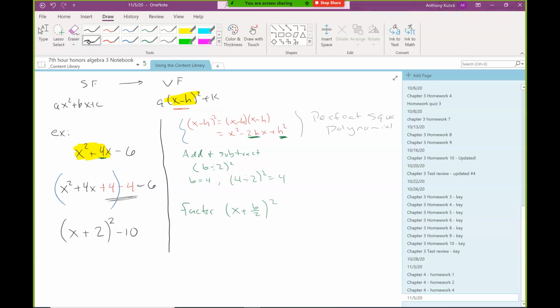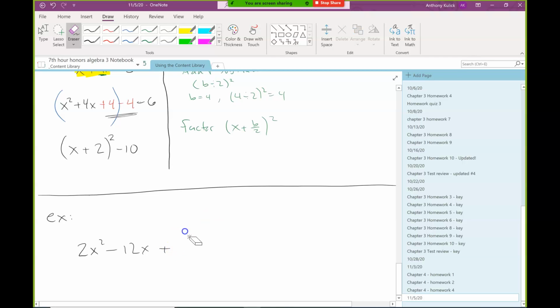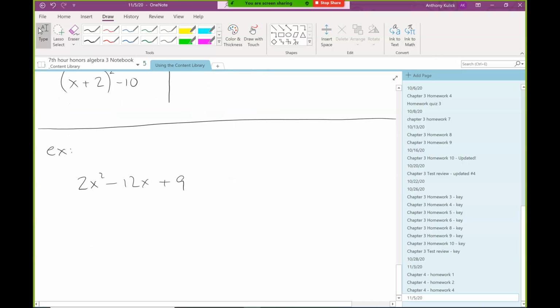Let's do another example. Okay, we'll do several here to get the feel for this. I'm going to make this one a little bit trickier, but not too bad. So let's say we have, oh, I don't want to do that. Let's make that 10.